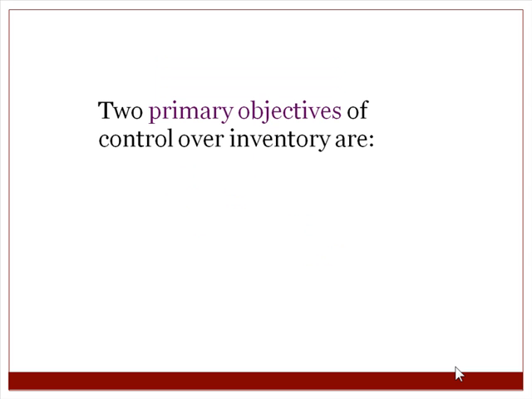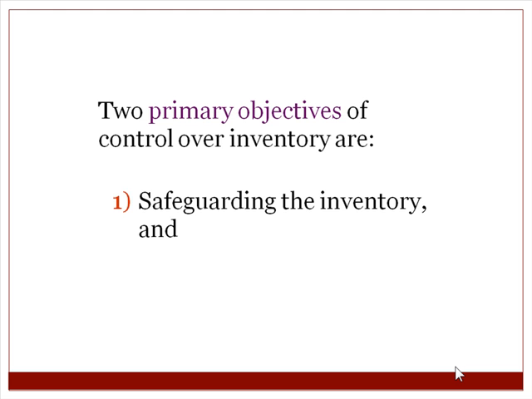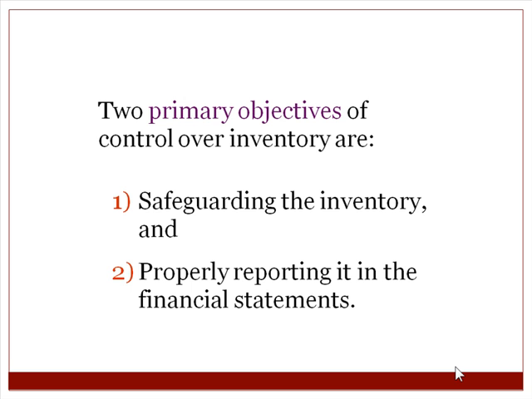The first objective is to describe the importance of control over inventory. There are two primary objectives of control, and as we're going to learn from here on out through the rest of the semester, controls are really important in accounting, and a lot of laws and rules have changed over the last several years because of fraud in business and whatnot. So those two primary objectives are safeguarding the inventory and properly reporting it on the financial statements.